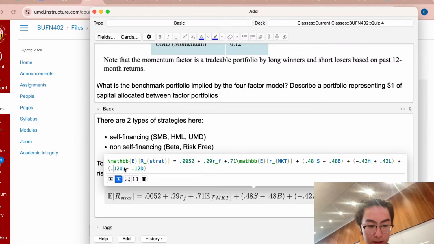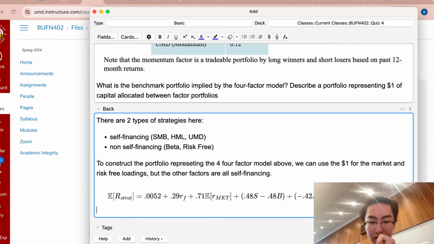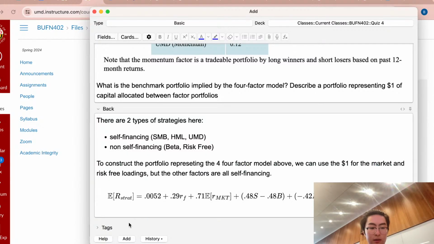Okay, so we have, there we go. Oop, one thing I did make a mistake. So all of these should cancel out, like negative, positive, positive, negative. Alright, there we go. Use the $1 for the market and risk reloading. Okay, that's good.